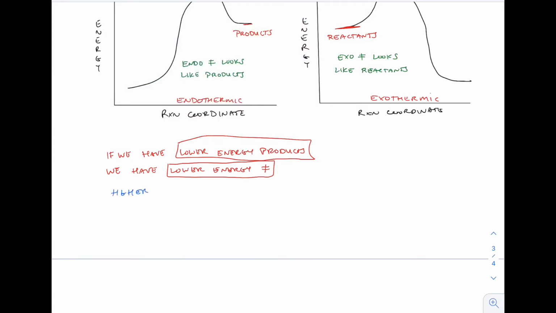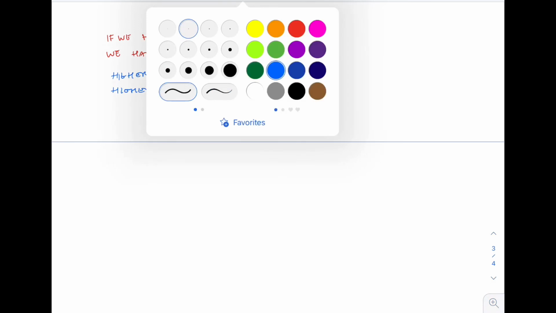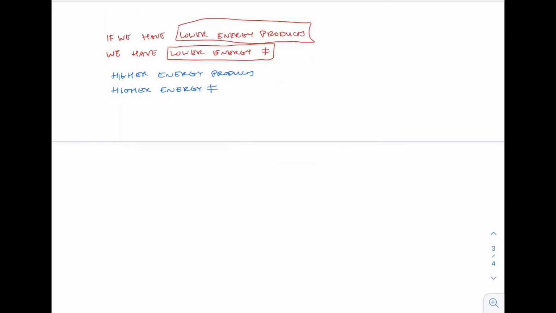Now, if we have higher energy products, then we have a higher energy transition state. Okay? And so remember, high energy transition state means high activation energy, and low energy transition state means low activation energy. And that's where the rate comes in. Okay? So let's draw out basically a blue and red curve representing those words.